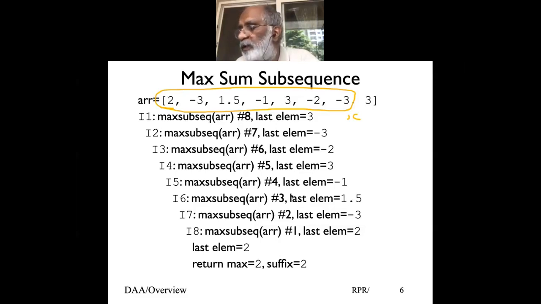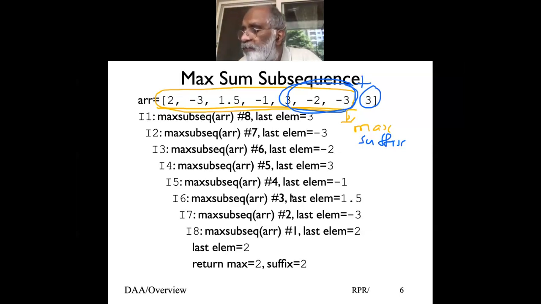And also look at this: my new element is 3. This last element of 3 can only contribute to a solution if some suffix of the last solution plus this 3 is more than the max sum. So the subsequence of size n minus 1 gives me two things. One is the max sum of the subsequence. The other is the last suffix sum, whatever that is. And if the suffix sum happens to be negative, it will always be 0, because a negative value will only reduce the total, so the suffix sum will never be less than 0.